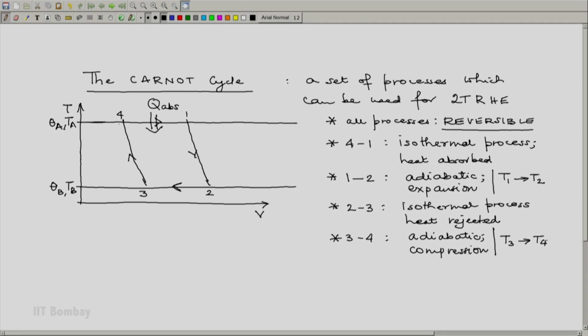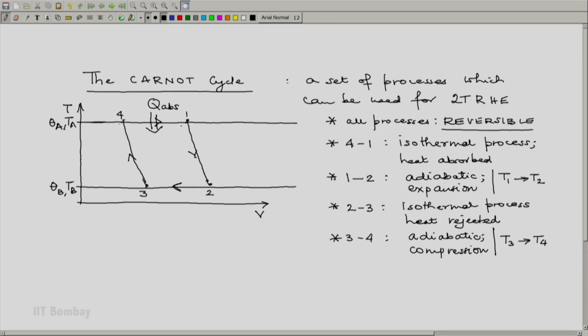So notice that there are 2 processes 1 to 2 and 3 to 4 which are adiabatic, and in the first process 1 to 2 the temperature of the system drops from T1 which equals T4 which equals TA to T2 which equals T3 which equals TB, and in the second process the temperature rises from T3 to T4. So there are just 2 temperature levels and 2 adiabatic processes, one in which temperature drops from the higher level to the lower level, 1 2, and the second from 3 to 4, again adiabatic, in which the temperature rises from the lower level to the higher level.